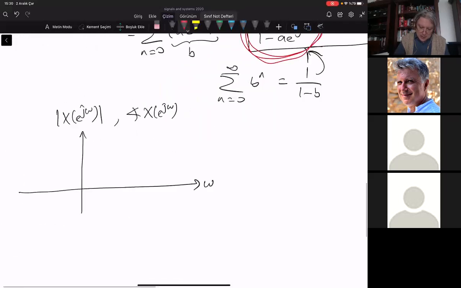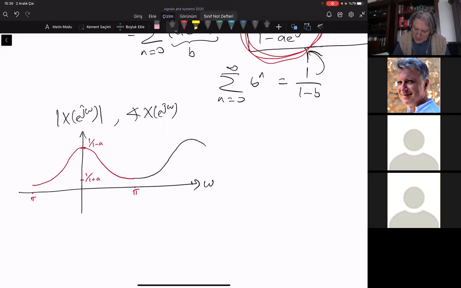So I'll try to draw them. In fact, this peak value is 1 over 1 minus a, which is the highest value, and then it shrinks down to 1 over 1 plus a at omega equal to pi, and towards the negative frequency it also behaves in a similar manner, and then it repeats itself and becomes largest again at 2 pi, like this. So it's 2 pi periodic. This magnitude is a shape that is 2 pi periodic.